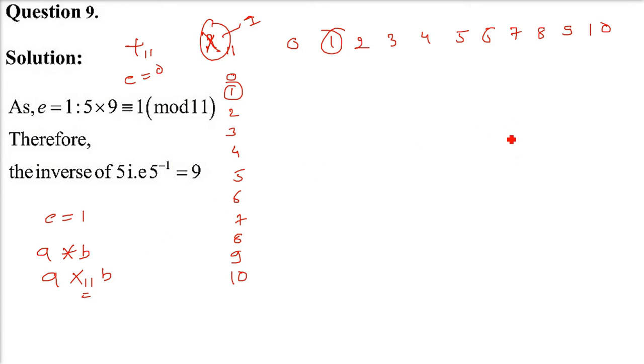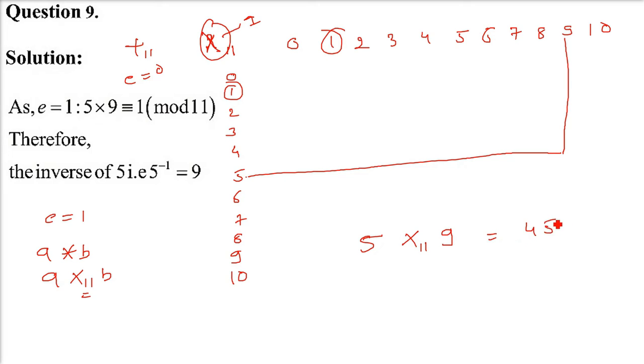So how do we find this? Just take 5 and 9. 5 nines are 45. So when we operate 5 with 9, 5 nines are 45. We have to divide by 11. 11 fours are 44, and there will be a remainder of 1. So 1 will be the remainder, and that is what we want. We want the identity element, which is 1.